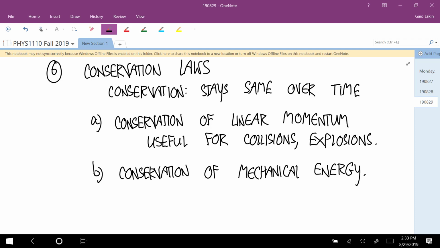Not all of these are mechanical energy, but in certain cases, if you don't have changes in temperature and other important things going on, you can simplify this universal law of conservation of energy into a conservation of mechanical energy, and we'll see that that simplifies some problems a lot. So we'll talk about that.